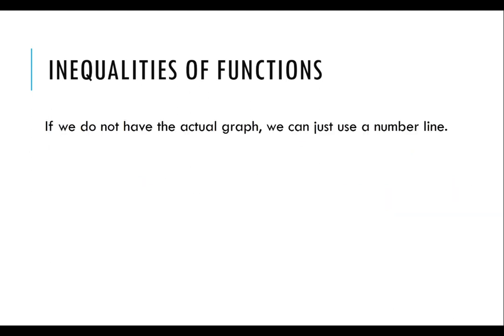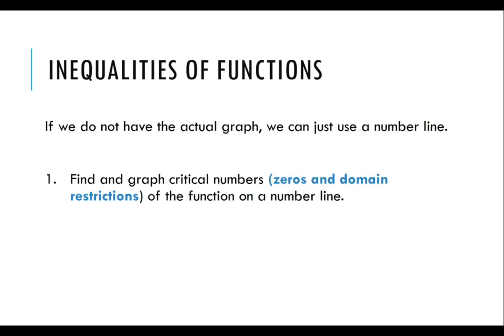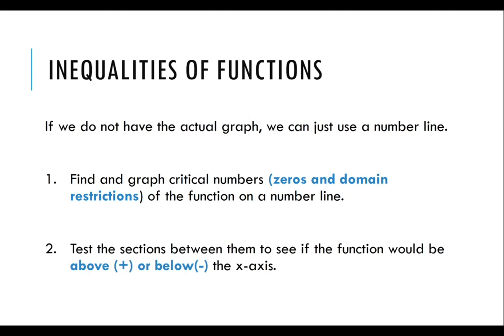What's going to happen if we're not given the graph initially? Well, you can just use a number line. Now if you wanted to graph them, you could graph them just like we've graphed them in the past, and you could then look at your picture and answer these questions, but you can also use a number line. And so what we're going to do is find and graph critical numbers. Now critical numbers are just going to be zeros and domain restrictions. So if you find all the zeros and all the domain restrictions of the function, and then you cut up the number line with those values, then you're going to check values between those critical numbers and see if the function is positive, which claims that it's above the x-axis, or if it's negative, which claims that the function would be below the x-axis. Then you have enough information to answer the question, what does the inequality look like?